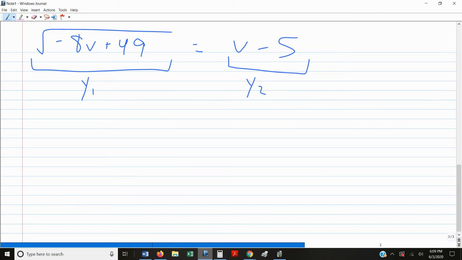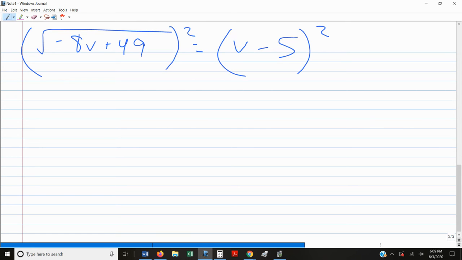So that is one way to get it. The other way is some pretty heavy algebra. So let's look at that really quickly. The way that I would do this is I would square both sides, and that is going to get rid of the square root on the left side. So if you square both sides, the square root and the squared go away, and you just have negative 8v plus 49. And on the right side, you have v minus 5 squared.